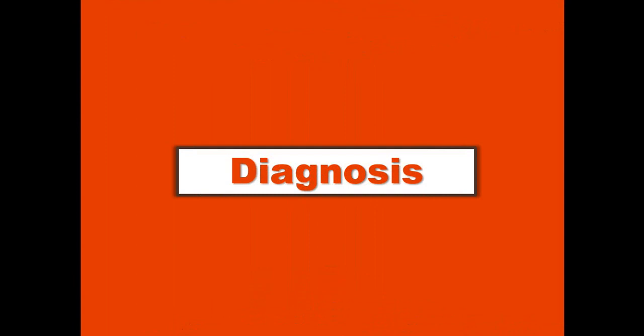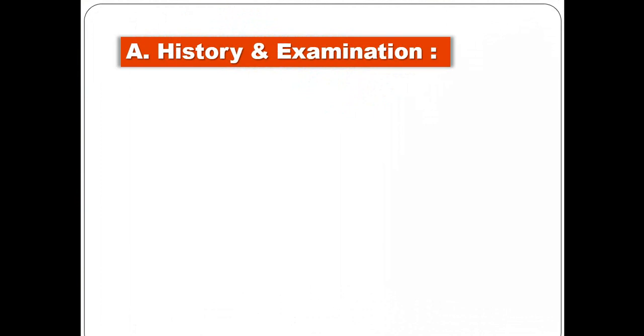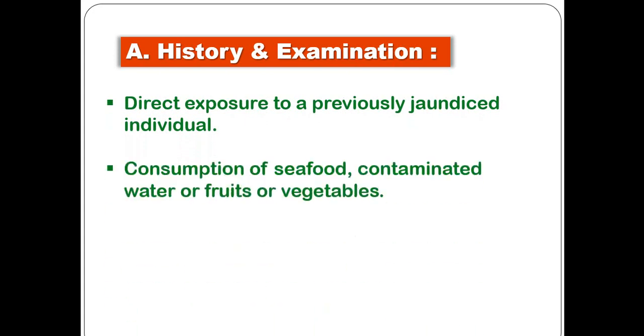Now, how can we diagnose patients with hepatitis? Firstly, you will start with history and examination. The history should focus on important questions about direct exposure to a previously jaundiced individual, because of the fecal-oral route or direct human-to-human contact, and consumption of seafood, contaminated water, or fruits or vegetables, raw vegetables like in salads. This is important. The question should be asked in the feeding history.